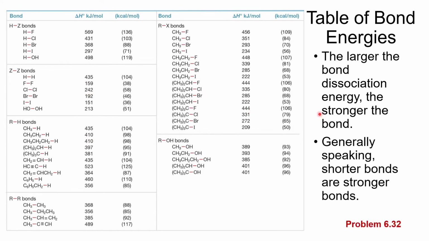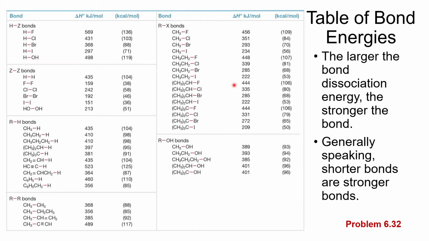We'll find that, generally speaking, shorter bonds are stronger bonds. As an example, look at CH3F, CH3Cl, CH3Br, and CH3I. As you go down that column, going down group 7, fluorine, chlorine, bromine, and iodine, the atoms get bigger, so the bonds get longer, and you'll see that they get weaker. One other thing I wanted to point out is that multiple bonds tend to be stronger than single bonds. A double is stronger than a single, and a triple is usually stronger than a double bond.